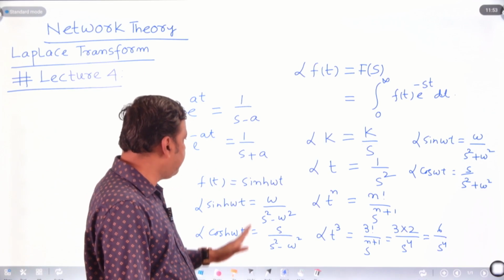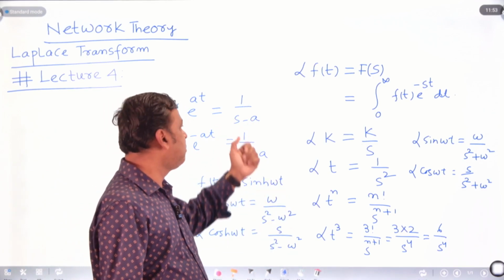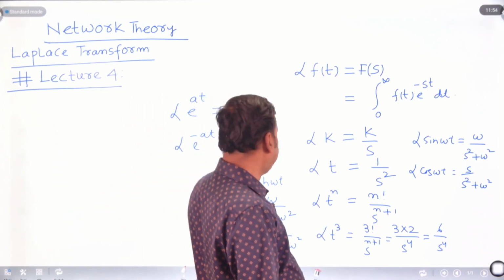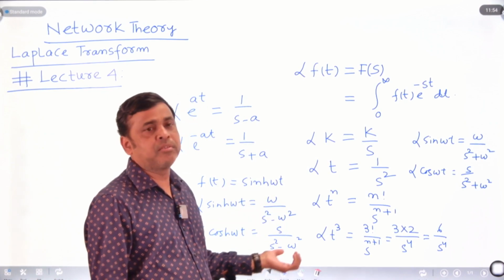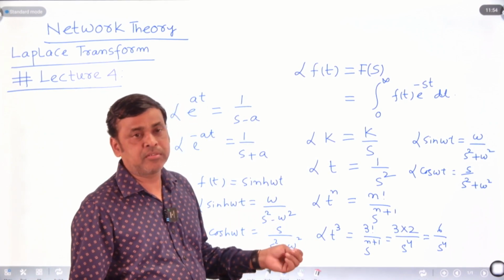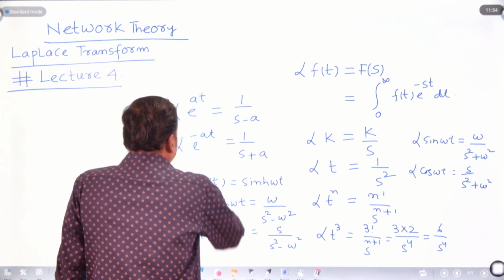We already derived how e to the power minus at becomes 1 by s plus a, or e to the power plus at becomes 1 by s minus a. And how the hyperbolic functions, sine and cosine, give omega by s square minus omega square, or s by s square minus omega square. All those parts we have already discussed.